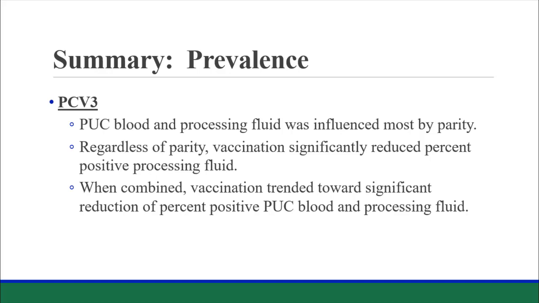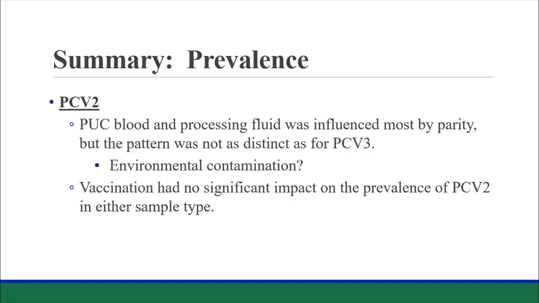In terms of prevalence of the virus, for PCV3, placental umbilical cord blood and processing fluid was influenced most by parity. Regardless of parity, vaccination significantly reduced percent positive PCV3 in processing fluid. And when combined, vaccination trended towards significant reduction in the percent positive placental umbilical cord blood and processing fluid samples. For PCV2 in that study, blood and processing fluid was influenced most by parity, but the pattern was not as distinct as she saw for PCV3.